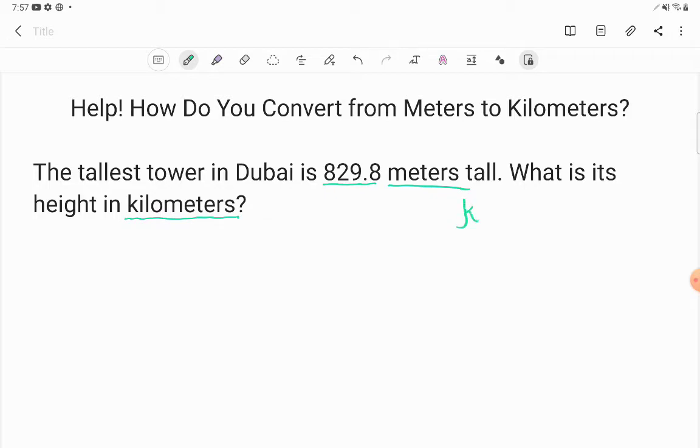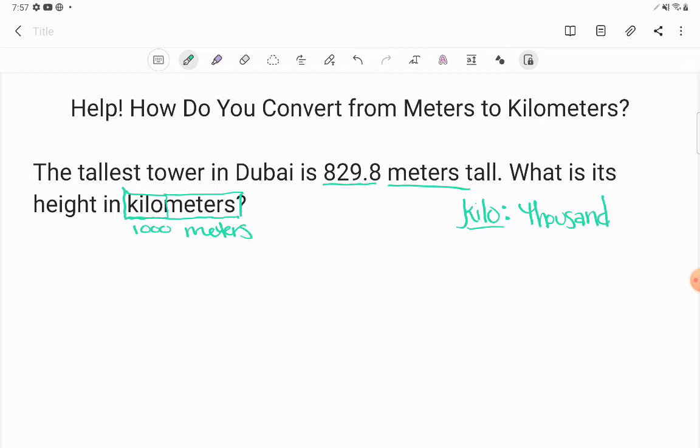The kilo, like in kilometers, means 1,000. So in the metric system, anytime you see a kilo something, whether it's a kilometer or a kilogram, something that starts with a kilo, we're saying 1,000 of that thing. So when I say kilometers, I'm literally saying 1,000 meters.